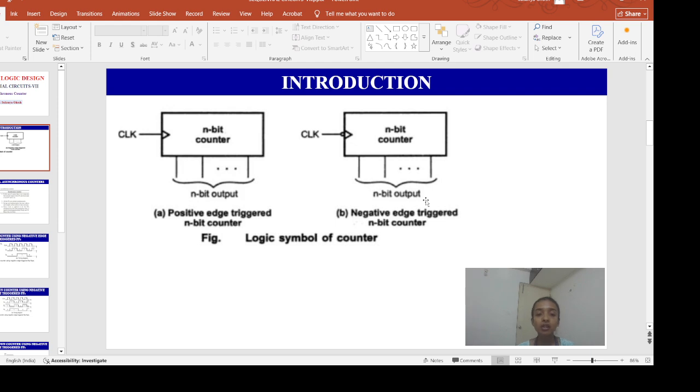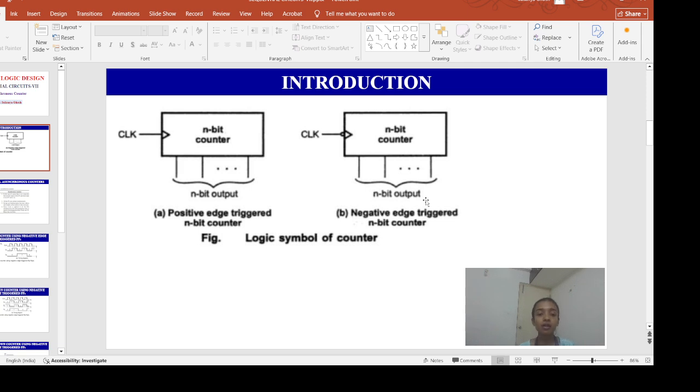If you have a 2-bit counter, how many states will you have? It will have 4 states. It is called a mod 4 counter. It divides the input clock signal frequency by 4. Therefore, it is also called the divide by 4 counter. It requires 2 flip-flops.